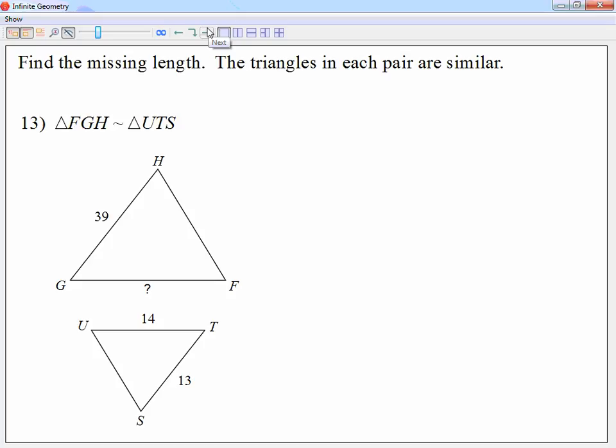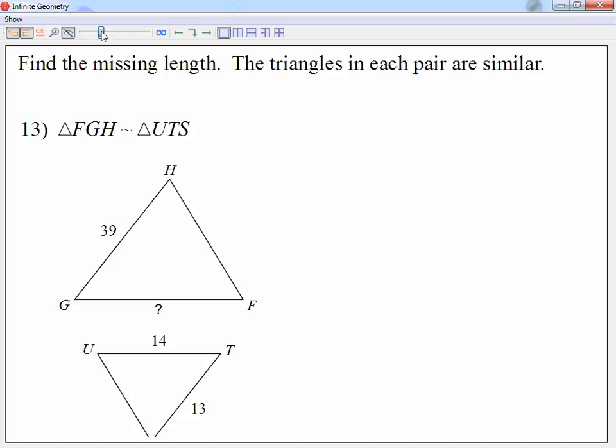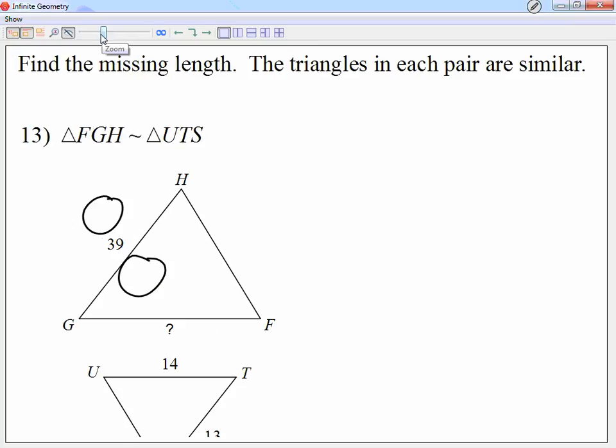We have two figures, and it says, find the missing length. The triangles in each pair are similar. I notice that on one of my figures, I have the numbers 39 and x. Which one's smaller? 39? X is smaller? Seems like we have a question. We're not quite sure.